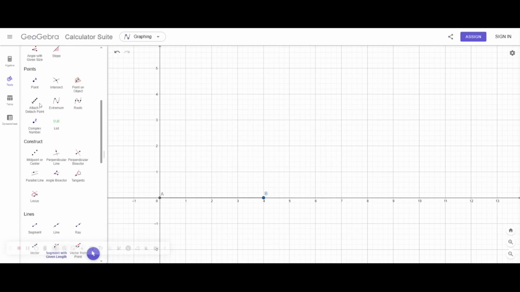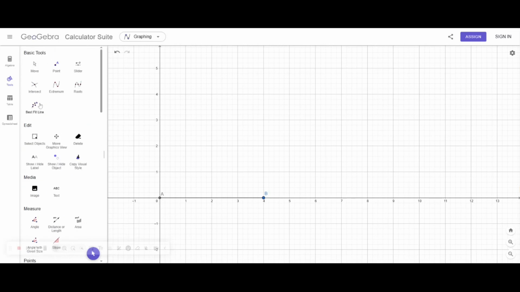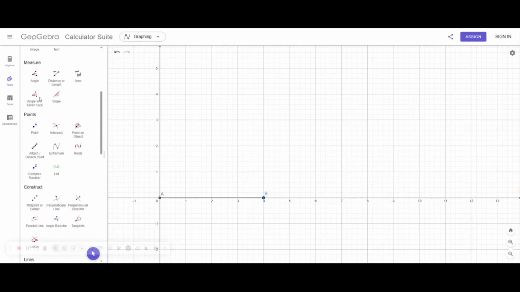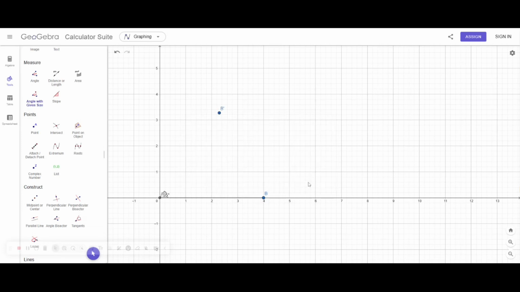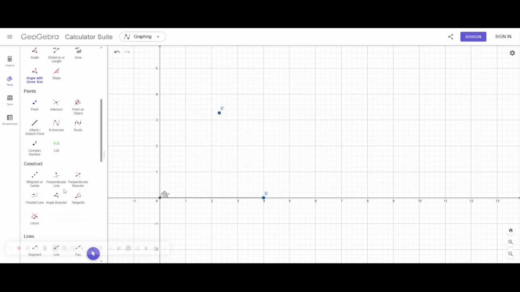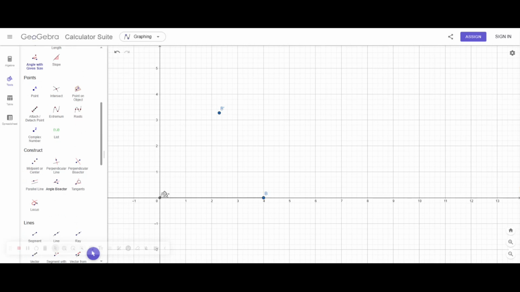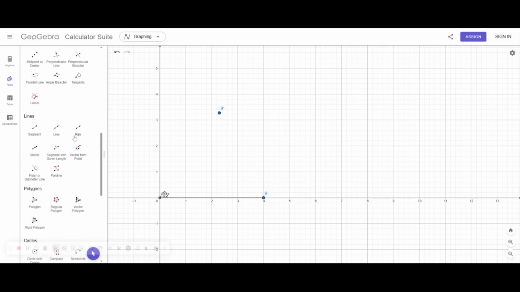And I know that I want to make 2 angles, one on the left side and one on the right side. So I'm going to scroll until I find angle with given size right there. I'm going to click that, and then I'm going to press B and then A and then write 55 degrees and make sure that it's counterclockwise, because that's the direction that I want it going. The reason I do B and then A is because A is going to be in the middle, and then B is kind of like where my starting line went. And so I'm going to do that again on the other side in just a bit.